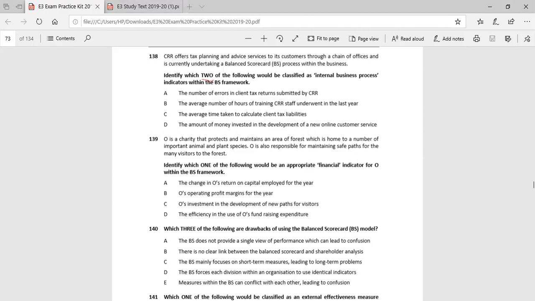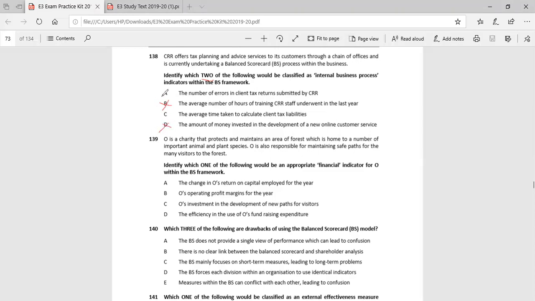B, C, A, C. Internal business process indicators: the number of errors in client tax returns submitted by CRR. The average number of hours of training CRR underwent in the last year is learning and development. The average time taken to calculate clients' tax liabilities. The amount of money invested is a financial perspective. So A and C are right.